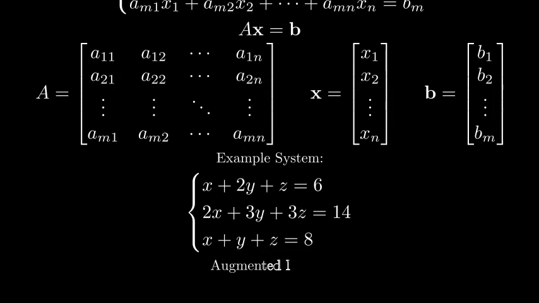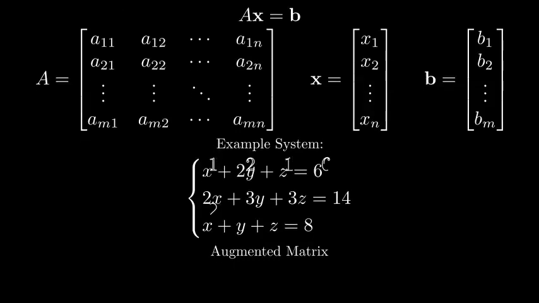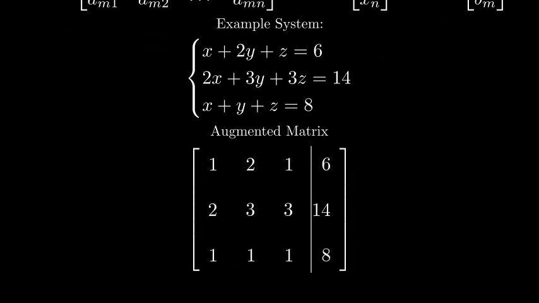The first step in both Gaussian and Gauss-Jordan elimination is to represent our system using an augmented matrix. An augmented matrix combines the coefficient matrix A with the constant vector b, separated by a vertical line. For our example, the augmented matrix looks like this.